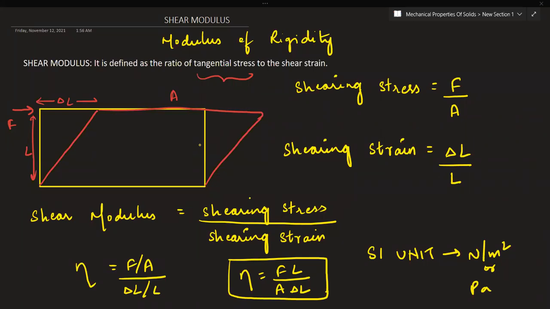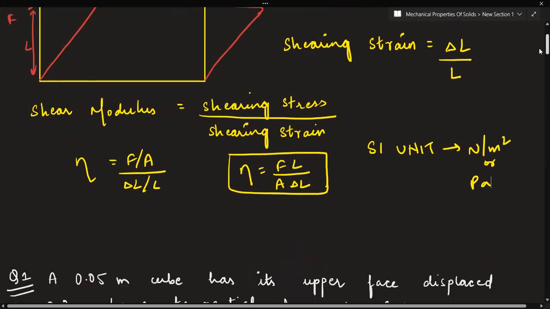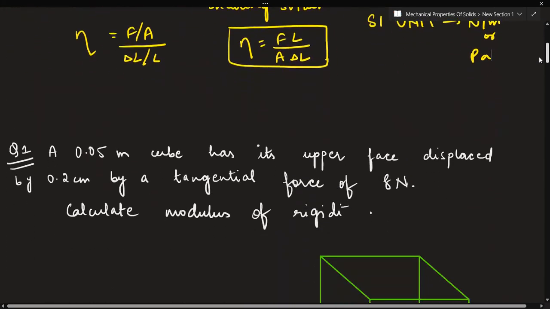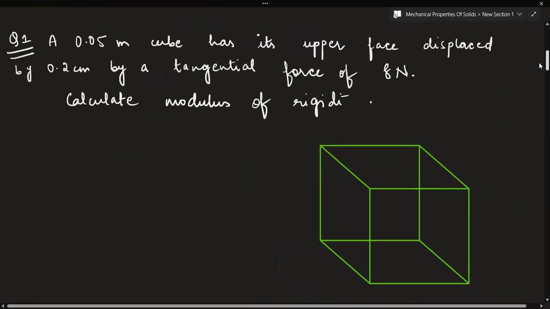So this was modulus of rigidity or shear modulus. And this refers to situations in which the shape of a substance is changed by the application of the tangential stress or shear stress. Now see, this is one question related to the above concept only.